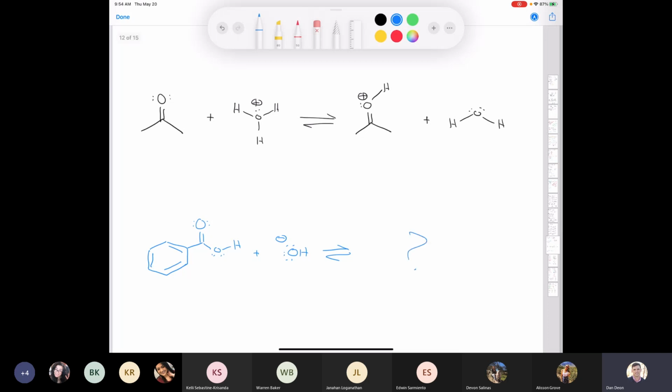So again, for this one, I want to see if you can draw the products and the curved arrows? It's kind of a double whammy.